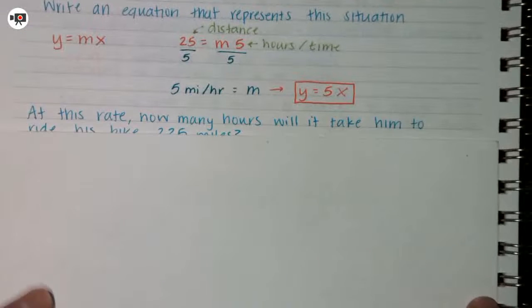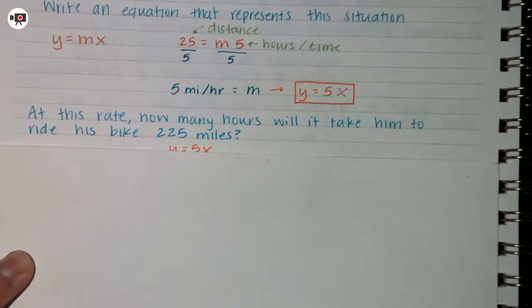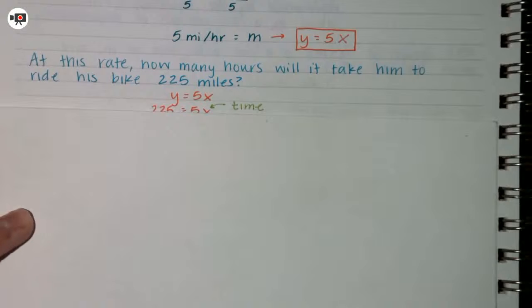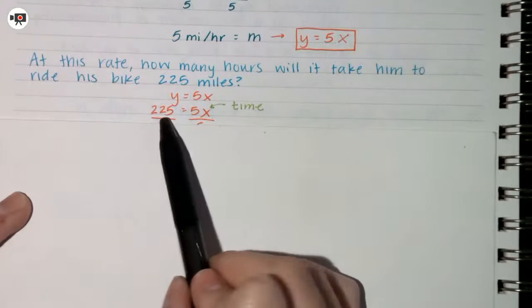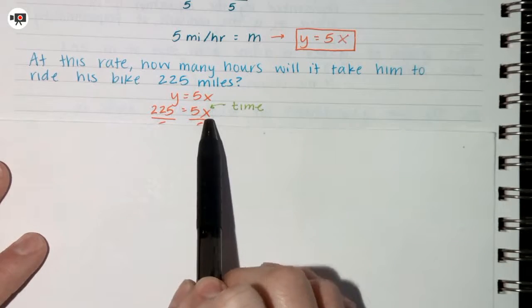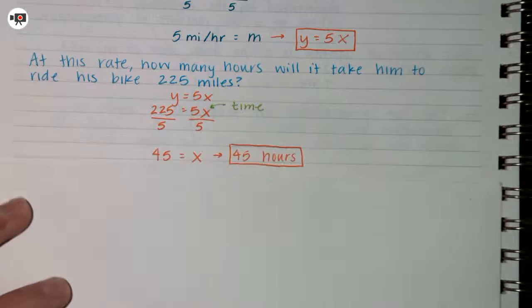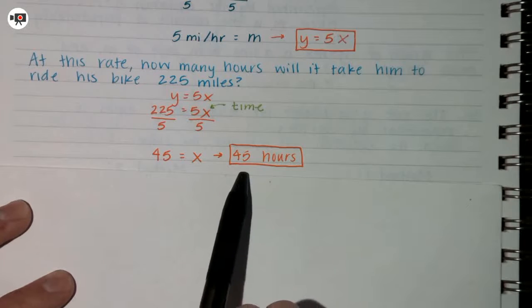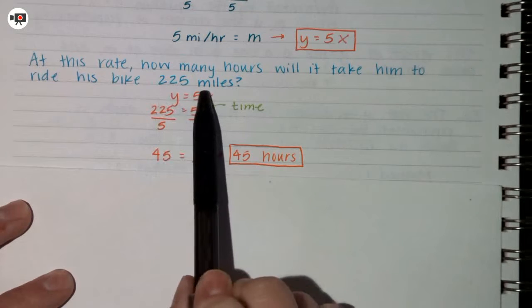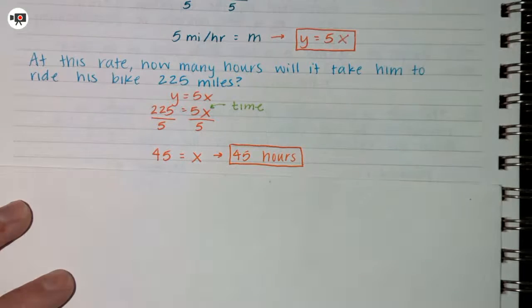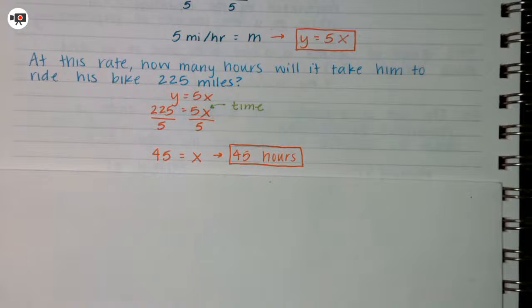Now I'm going to use that to say, at this rate, how many hours will it take him to ride his bike 225 miles? So if y equals 5x, I know that the distance is going to be 225, and I'm looking for the time. So I'm looking for what is x. To solve for x, divide each side by 5, and x equals 45. So that means it takes 45 hours for him to ride 225 miles at the rate of 5 miles per hour. That's kind of slow, but that's how fast he's going.